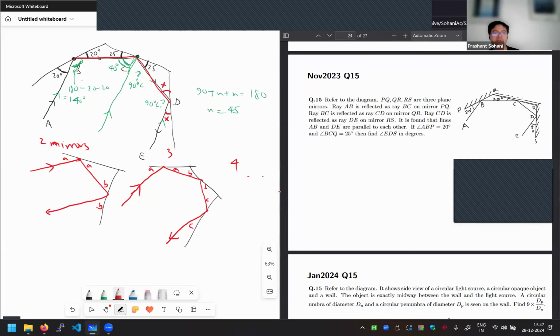Okay. And if my intuition is correct, you will see that the angles always add up to 90 degrees. So in the case of two mirrors, you'll see that A plus B is 90. In the case of three mirrors, A plus B plus C is 90. In the case of four mirrors, it will be A plus B plus C plus D is 90. So this will keep happening.